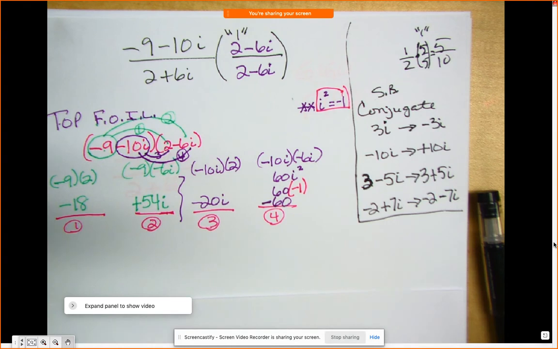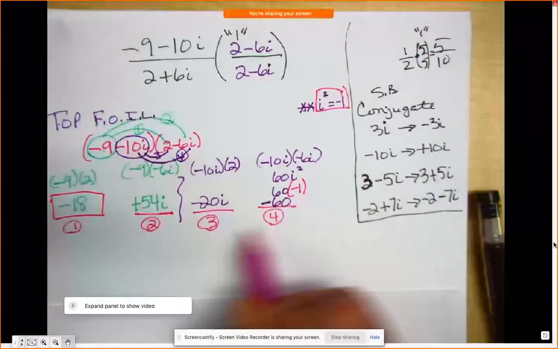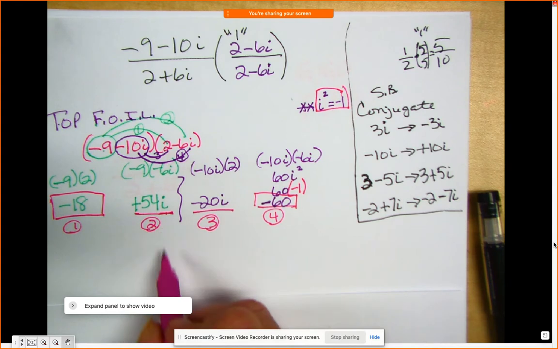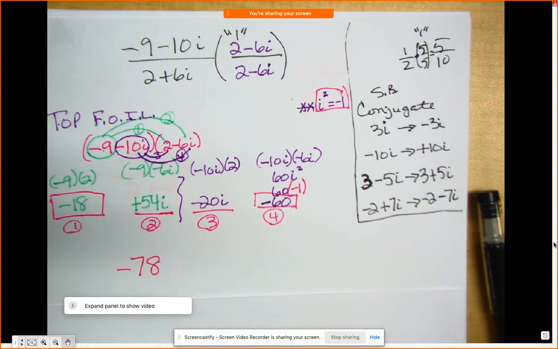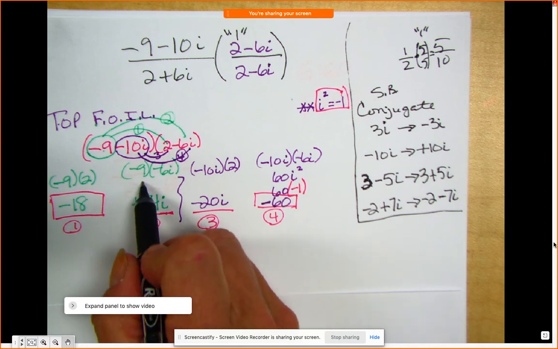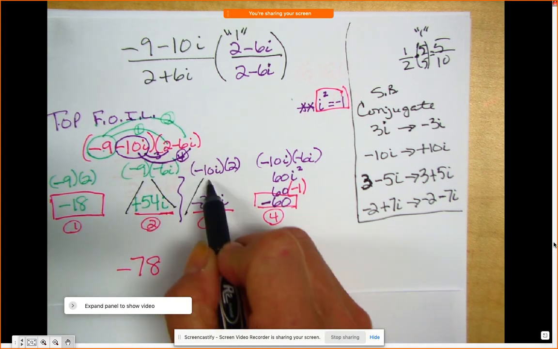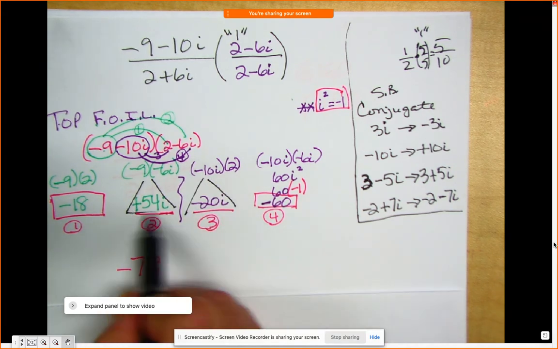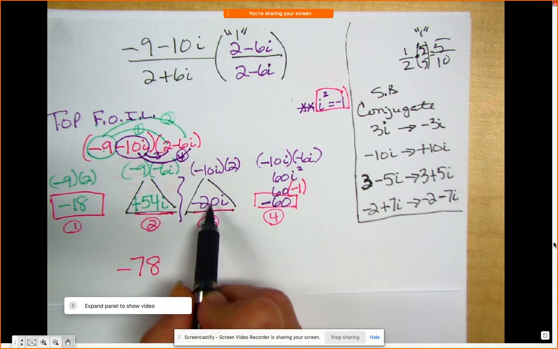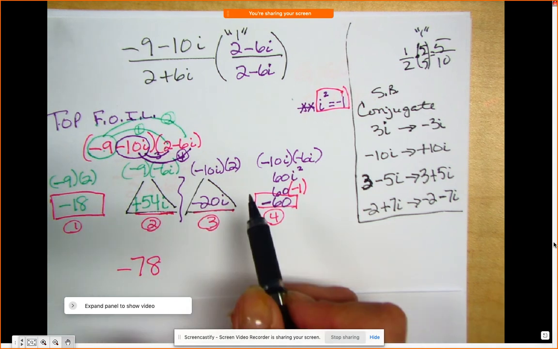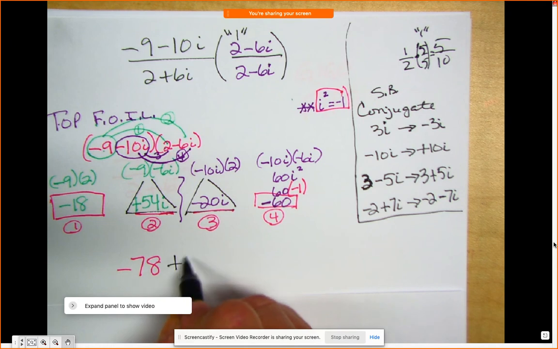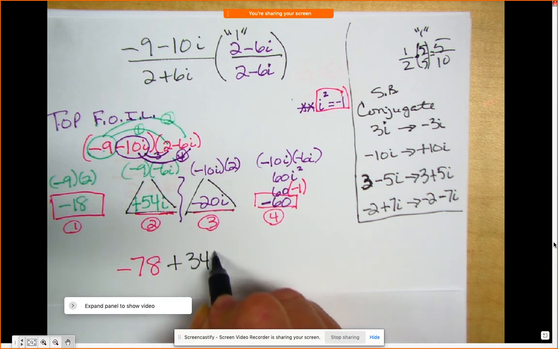Okay, I've got negative 18 and negative 60. Same sign you add, different sign subtract. Keep the sign of the bigger number, then you'll be exact. These are both i's. You treat them just like a variable. Different signs subtract. 54 minus 20, 5, 4, 3. How about 34? Positive, and the i is still there.